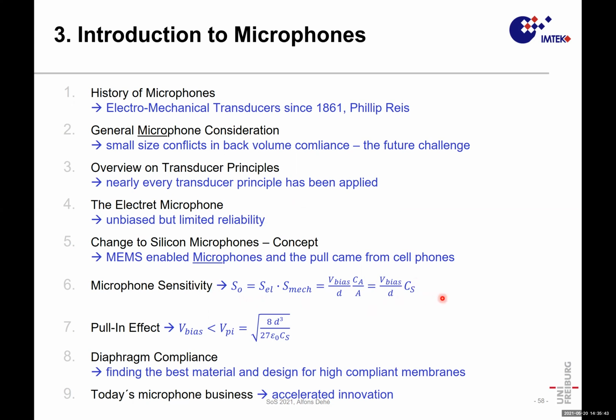We cannot discuss sensitivity without the bias limitation, the pull-in voltage, which is limiting capacitive transducers. And afterwards, we can really argue with technology specifications about the mechanical compliances of diaphragms.